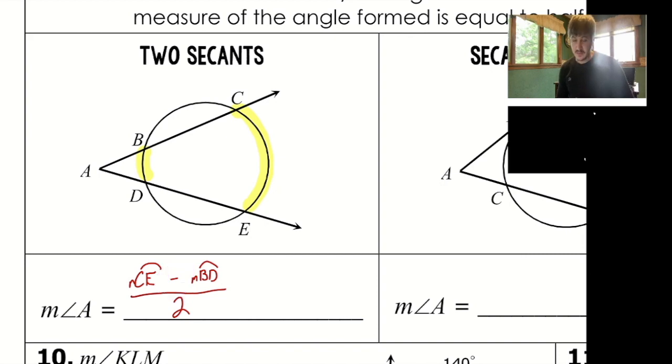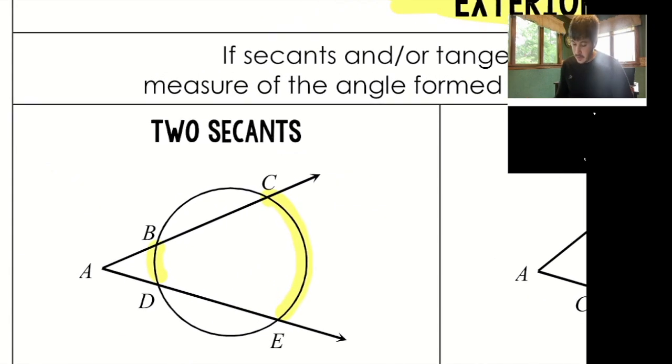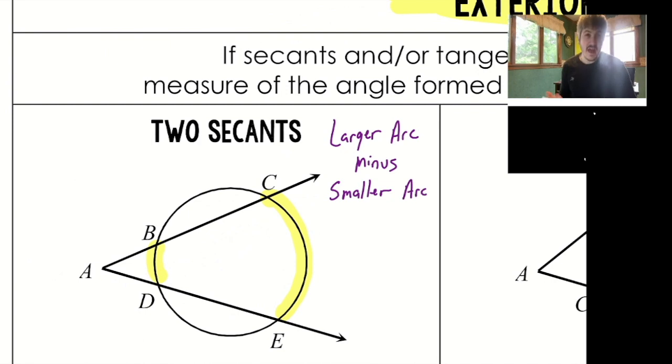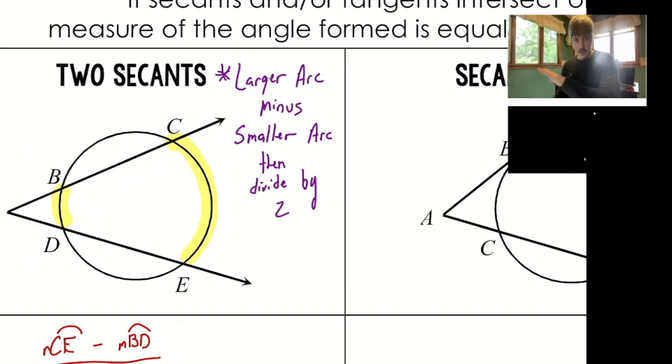subtraction. And that's why these rules you can confuse them so easily, because you come up to a problem, you're like, oh, is this an addition one or a subtraction one? It really depends on where that angle is. But the good thing, because there's going to be 2 more, it's always the same pattern. It's always larger arc minus smaller arc, then divide by 2. That is going to be the rule for all of them across the board.